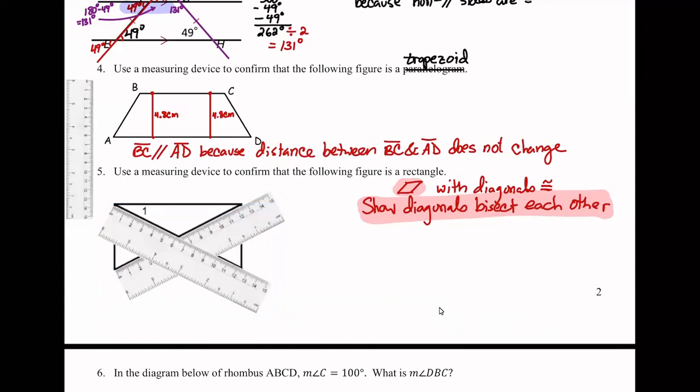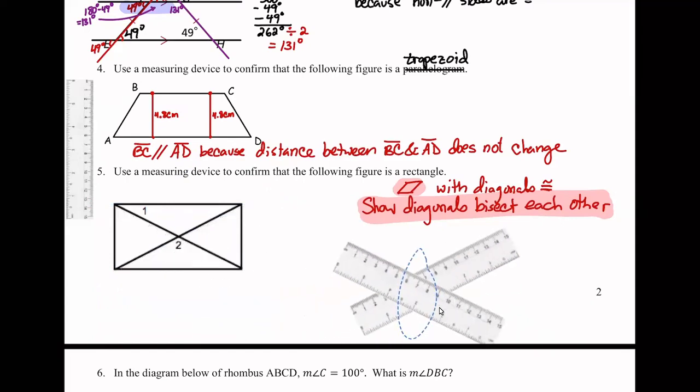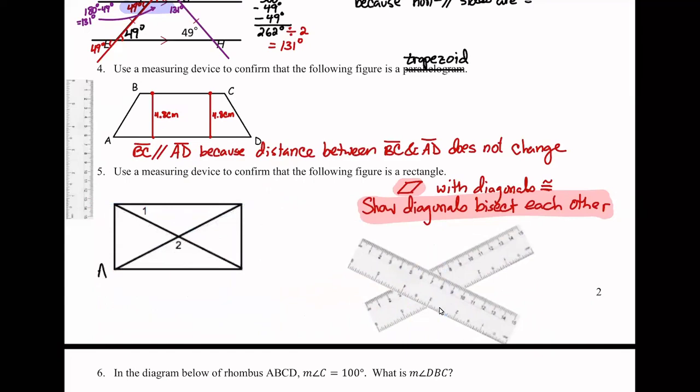Let me get some labels on this. Move this out. I'm going to call this A, B, C, D. The measure of DB is the same as the measure of AC, specifically 12.5 centimeters. So therefore, it's a rectangle. So we have that covered.